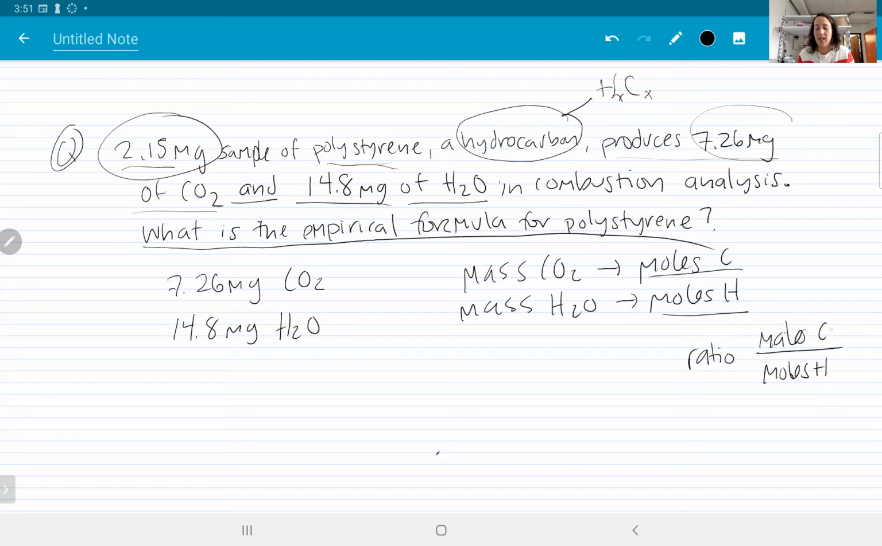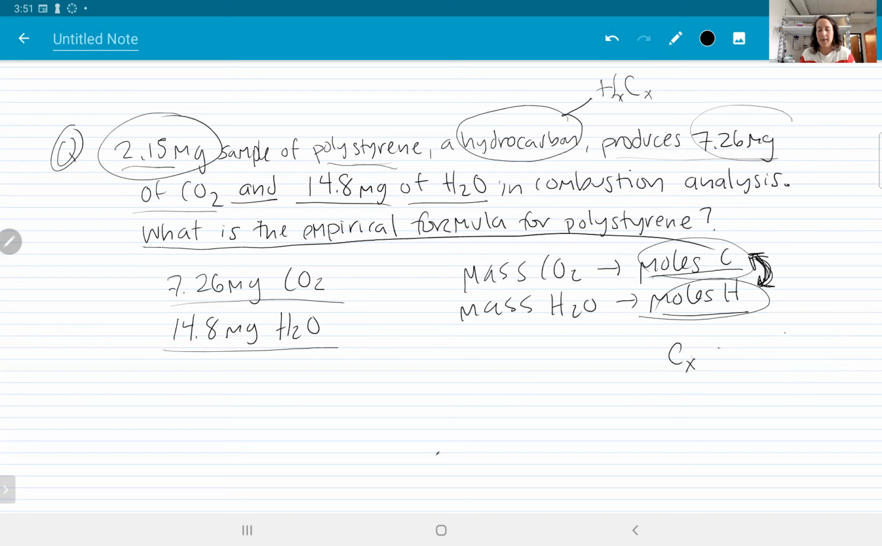Are they 1 to 1? Is it 2 to 1? Is it 3 to 1? So on and so forth. So when we're approaching these questions, that's what we're going to want to do. We're going to take the mass of carbon dioxide and convert it to moles of carbon, and the mass of water and convert it to moles of hydrogen, and then figure out the ratio between these two, and that should lead us to fill in that empirical formula. Remember, it's a hydrocarbon, which means it's carbon to the X, hydrogen to the Y. That's all. It's just a compound made of only carbon and hydrogen.